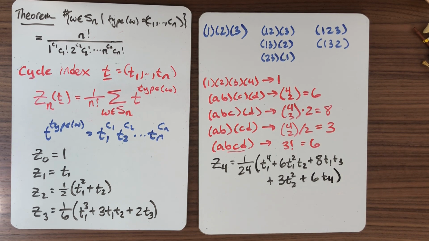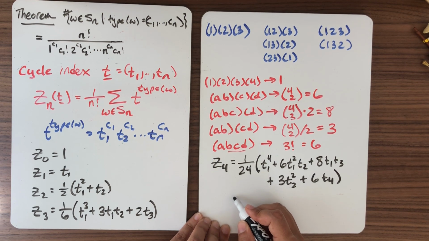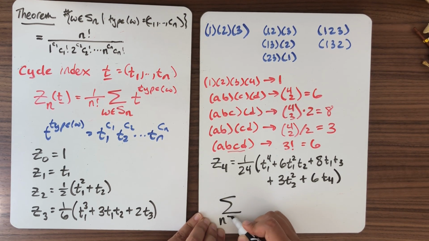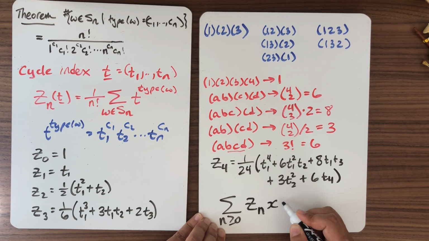And in general, what I want to think about is what does this look like in general? How can I write down a formula for it? Well, you can see that things are getting more and more complicated as we go. And the standard trick when we don't quite know how to write this thing down is we're going to make a generating function out of it. So what I want to think about is how can I take the sum, n greater than or equal to 0, of Zn x to the n.